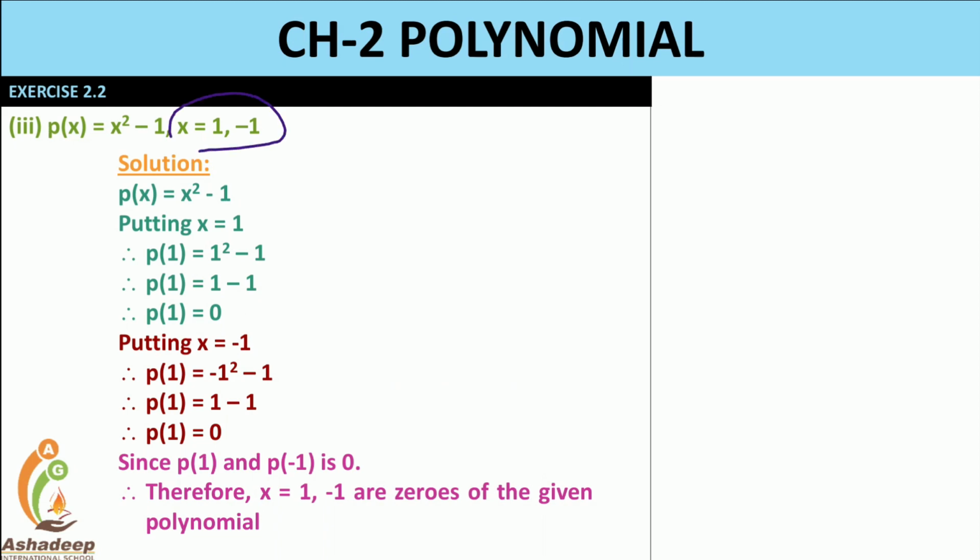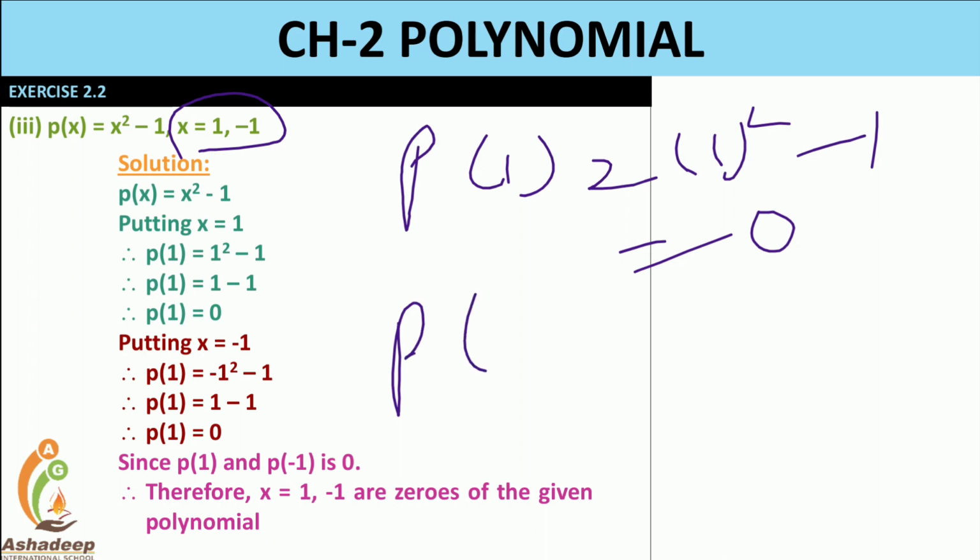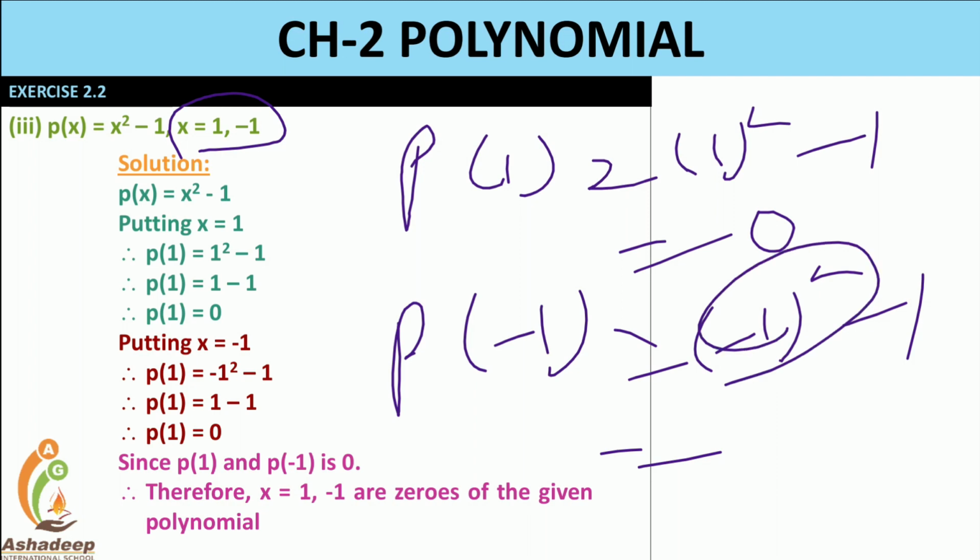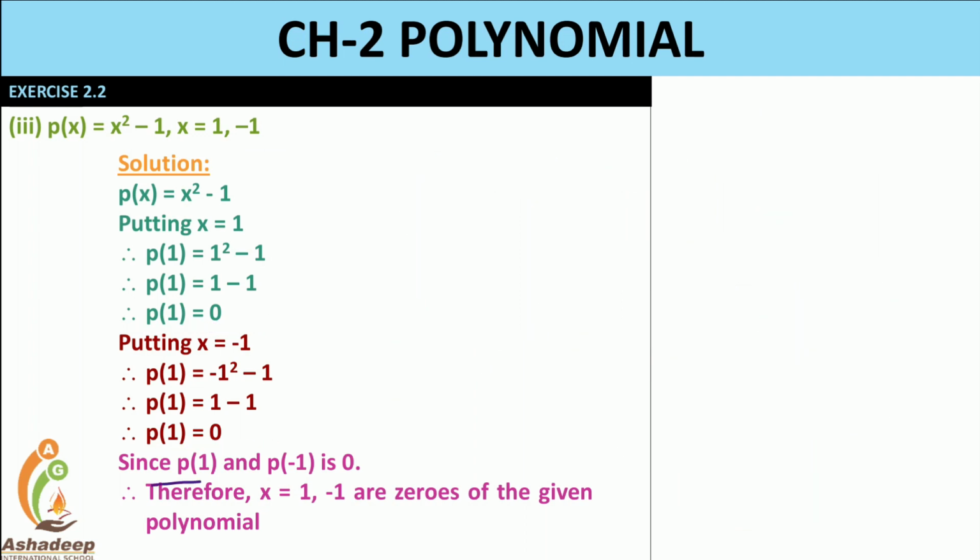Okay, now x square minus 1, here we have been given two values, so we need to check both. P of 1 is equals to 1 square minus 1 is equals to 0, and P of minus 1 is equals to minus 1 square minus 1. So minus 1 square is what? Plus 1 minus 1 is equals to 0, right? So in both cases we get 0. So P of 1 and P of minus 1 are 0. Therefore both are the 0 of the given polynomial. It is simple. If it is equals to 0, then it is a 0 of the given polynomial, and if it is not equals to 0, it is not going to be the 0 of the given polynomial.